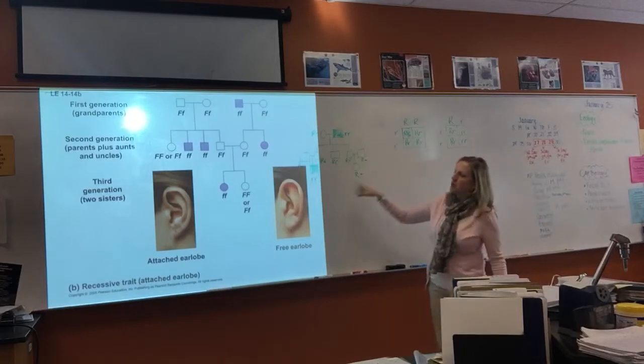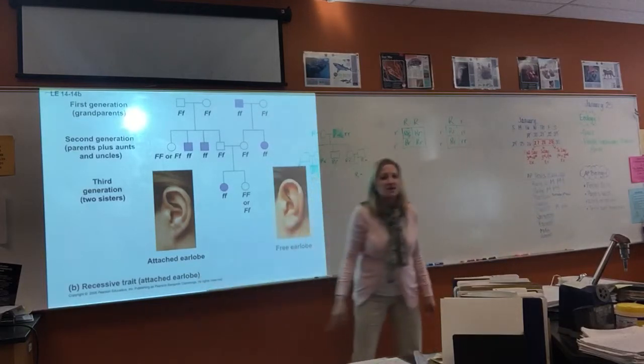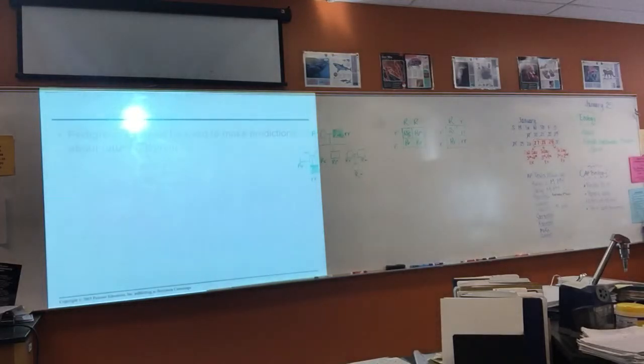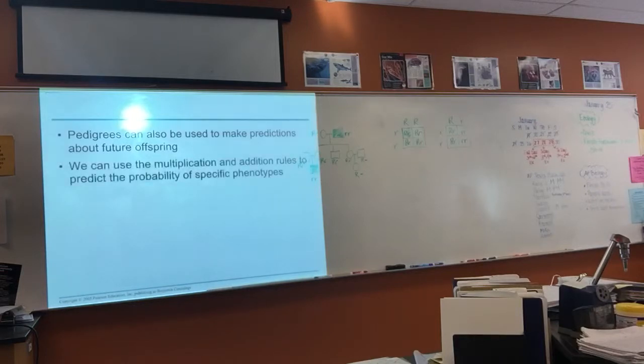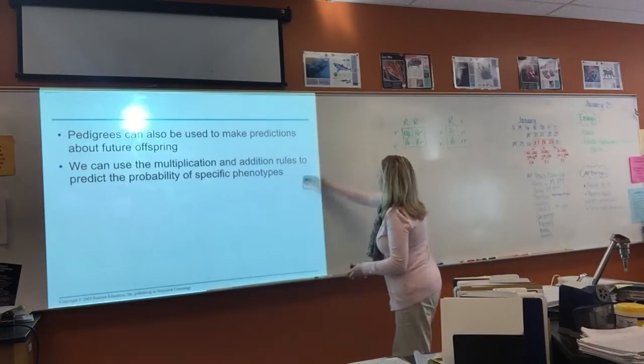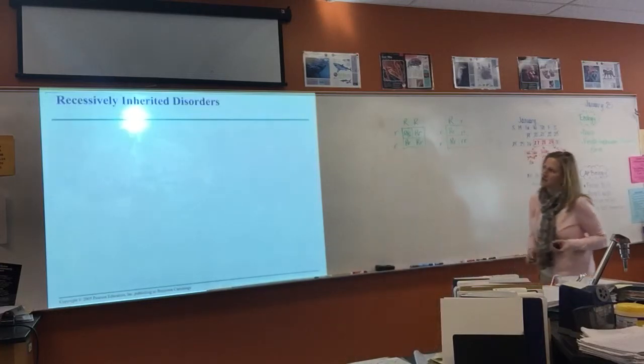So usually, when we do pedigrees, we're not usually tracing things like attached earlobes through the family. It's usually a genetic disease. There's a reason why we want to know if somebody is big R, little r, or little r, little r. So pedigrees can be used to make predictions about future offspring, and therefore parents can make informed decisions about having children if they know certain things about what diseases they're carrying. And we can use some of the rules for probability to figure out the different chances of kids being born to the family having genetic diseases.